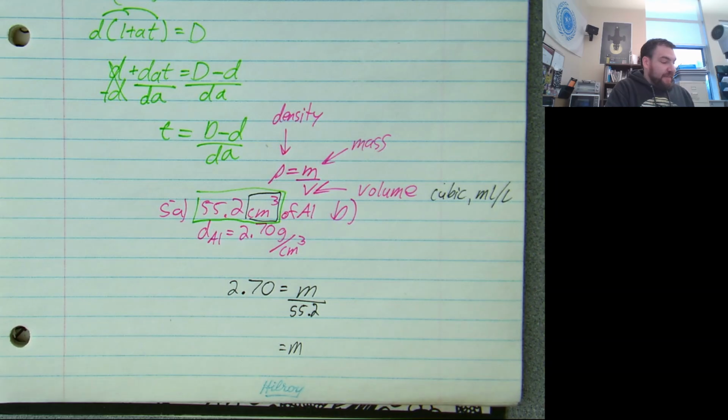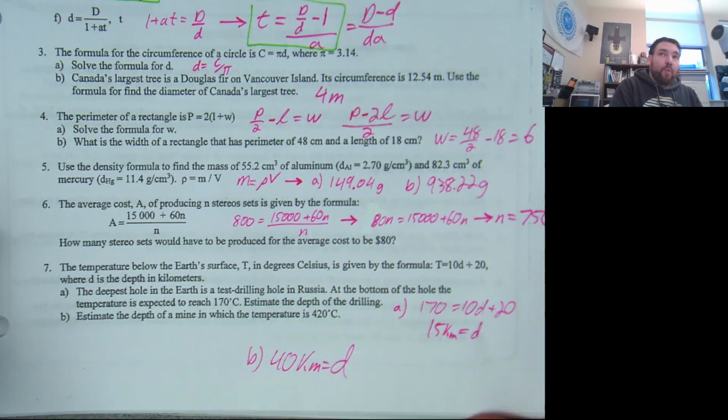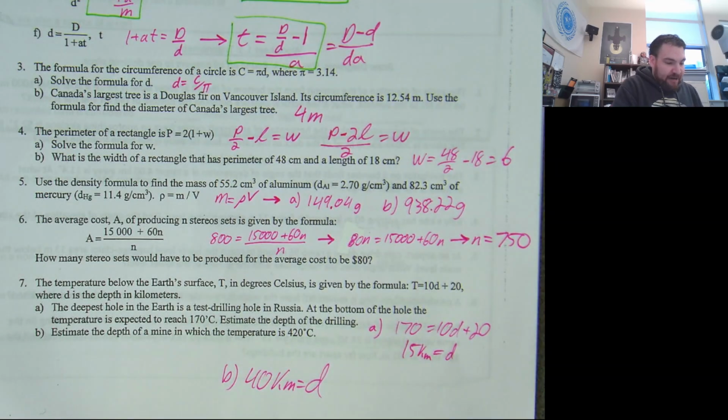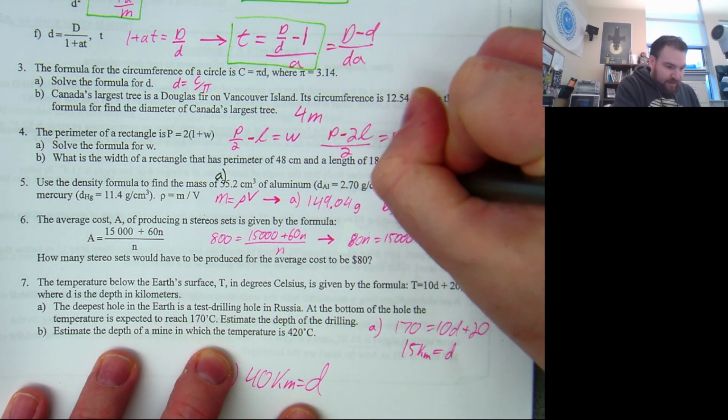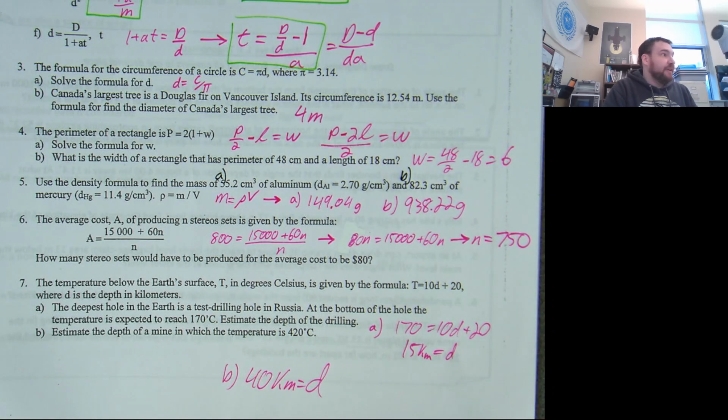Use the density formula to find the mass of 55.2 cubic centimeters of aluminum, and then in brackets it's got the density of aluminum equals 2.7 grams per cubic centimeter, and it says and 82.3 cubic centimeters of mercury. So it wants to find the mass of each. So I split it. I gave my work as a part A and a part B. The wording of the question is meant to imply that find the mass of A, aluminum, and B, mercury. It's asking for two separate things.